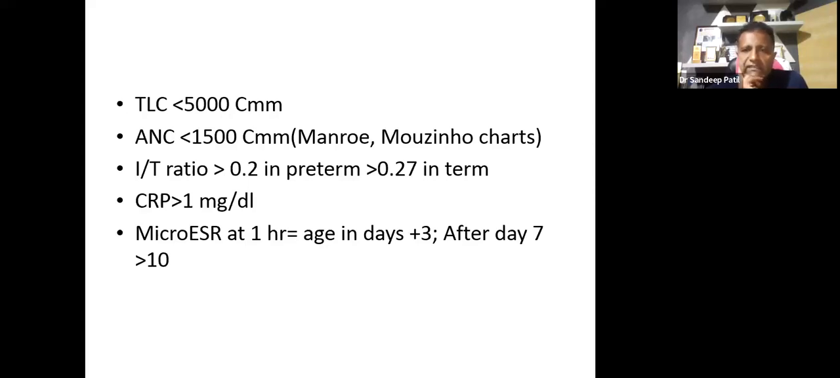And micro ESR for the first 7 days: age in days plus 3. Means if the baby's age is 5, then 8 we have to consider as significant. And after day 7, more than 10 is considered significant as micro ESR. How is micro ESR done? Can anybody tell in the chat box?